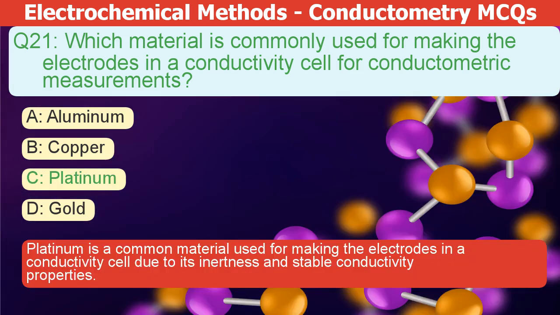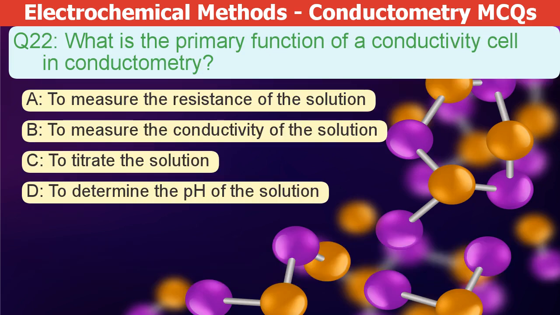Platinum is a common material used for making the electrodes in a conductivity cell due to its inertness and stable conductivity properties. What is the primary function of a conductivity cell in conductometry? A. To measure the resistance of the solution. B. To measure the conductivity of the solution. C. To titrate the solution. D. To determine the pH of the solution.